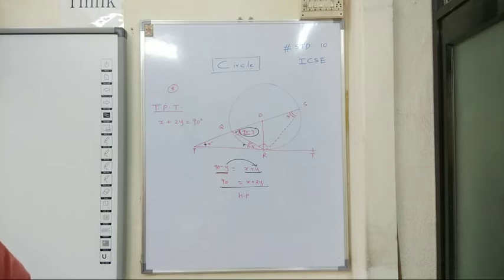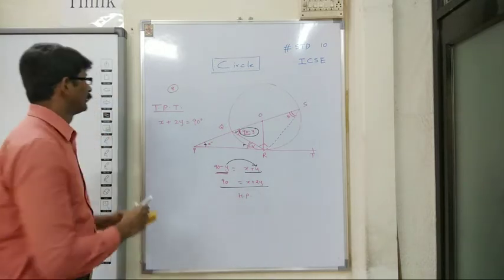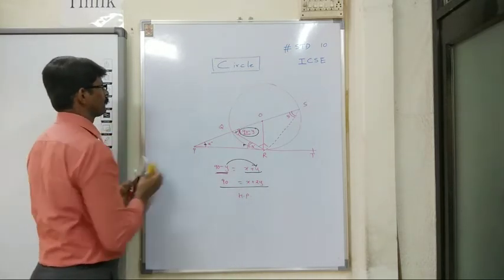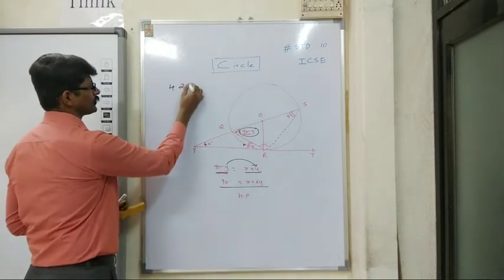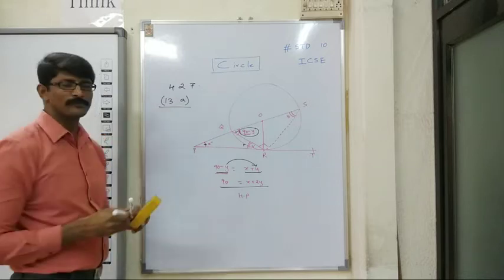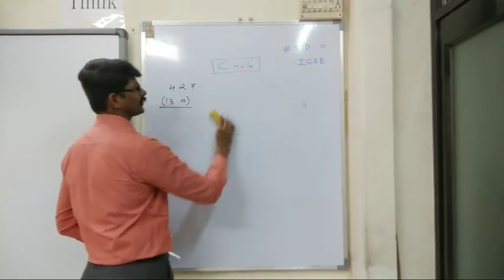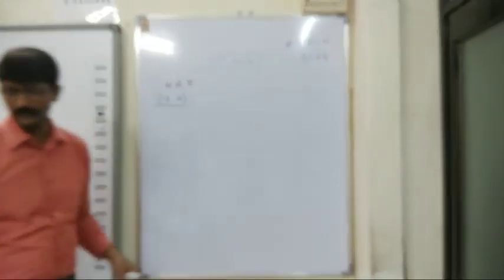So page number 427. Someone has asked, page number 427, sum number 13, part A. This is a very simple sum, students. Please open your textbook, page number 427 and sum number 13A.